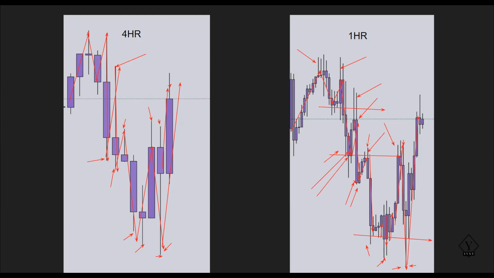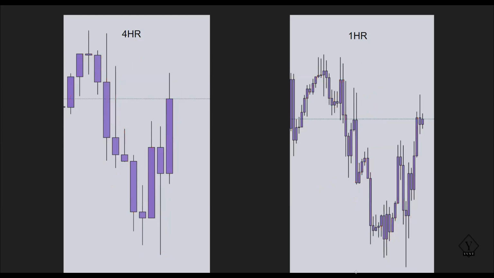You can see what's going on on 1 hour, and the candlesticks are printed earlier than on 4 hour, so you don't have to wait a long time to see what structure the market is showing you. And you don't wait long to take trades.